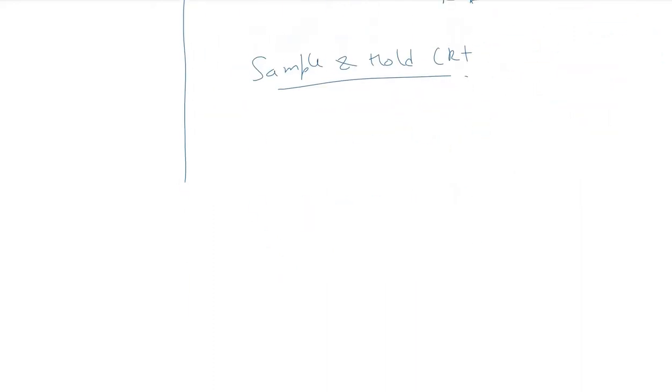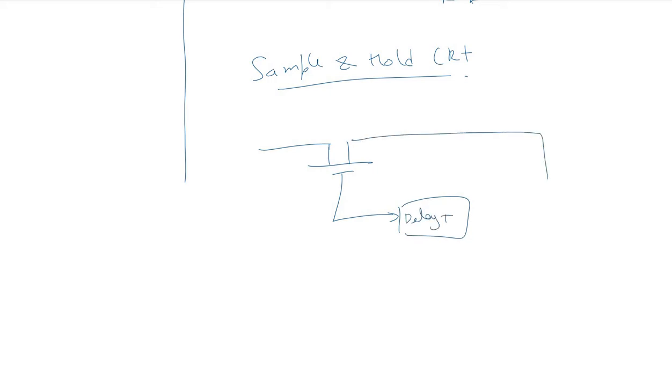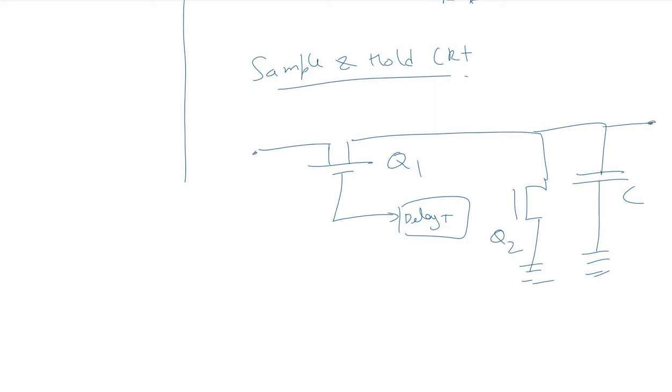which will be of this form. We're going to use a transistor switch here, and we use a delay, again one more transistor switch, and a capacitor to hold on to the charge. This is your message signal.